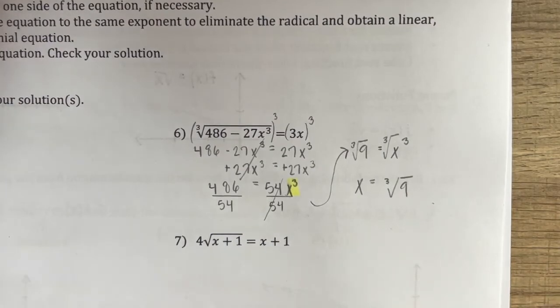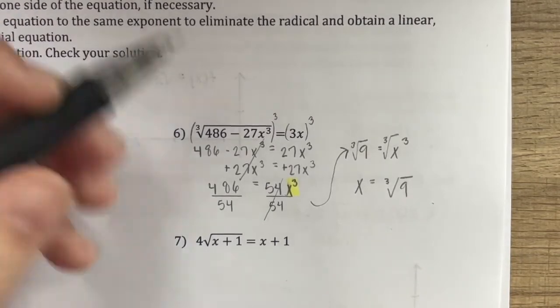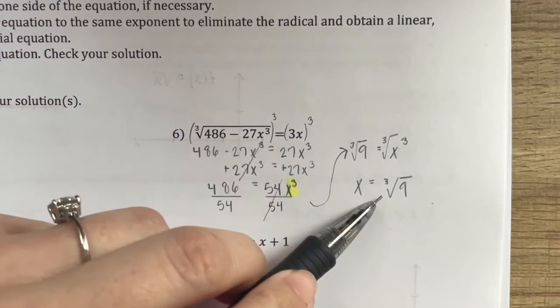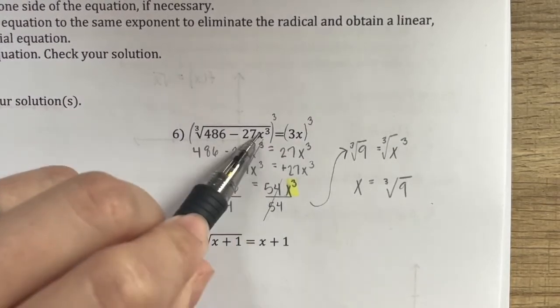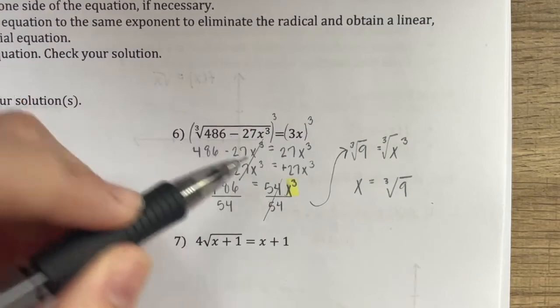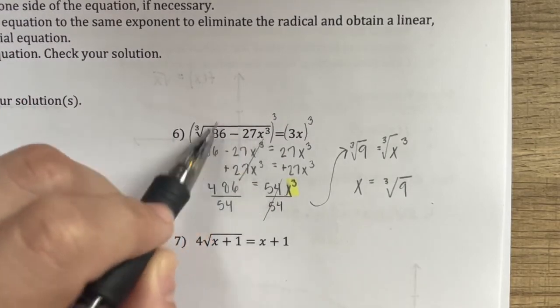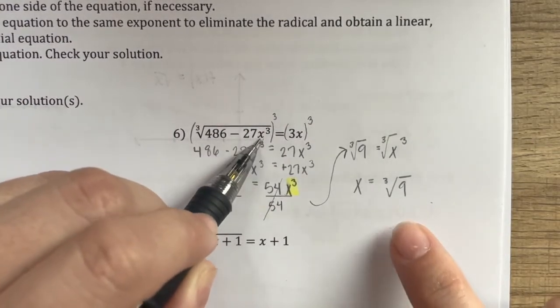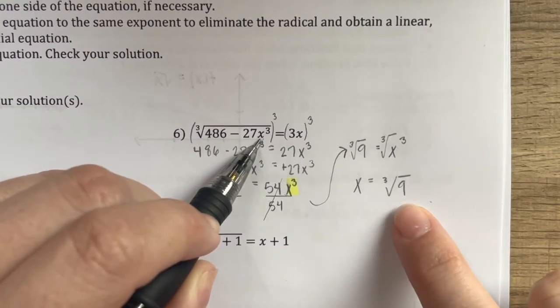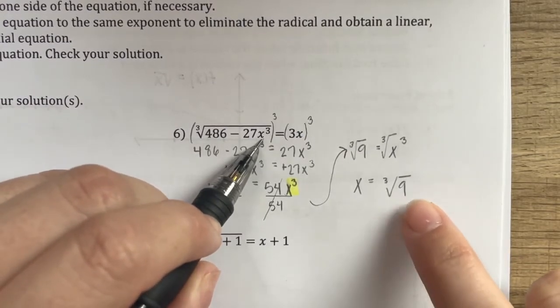So we can't simplify it. There are no perfect cube factors that we can pull out of that. So we're good, and we can stop there if it cannot be simplified. If we want to check it, x being the cubed root of 9 would go in here. And on the right side technically too, but on the left side, if I cube the cubed root of 9, the cubed and the cubed root cancel out and I'm just left with 9.